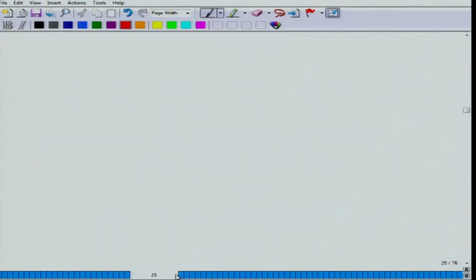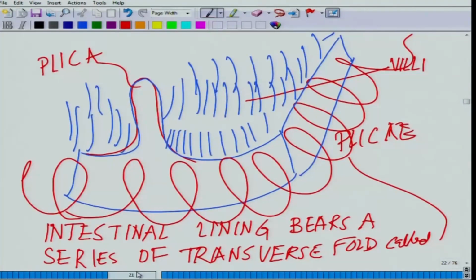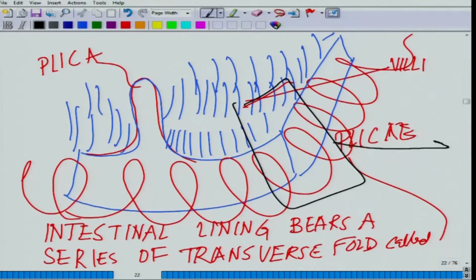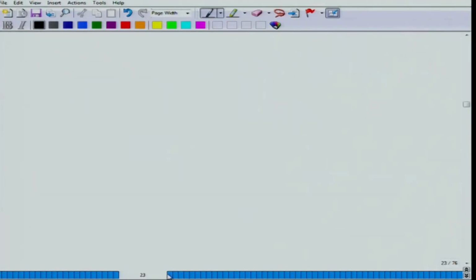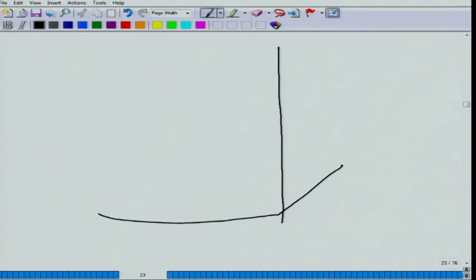Now, I will draw the detailed structure of what I showed you. I will take one cross section from here, one section, and in the next slide I will show you how that looks. Something like this. Okay.